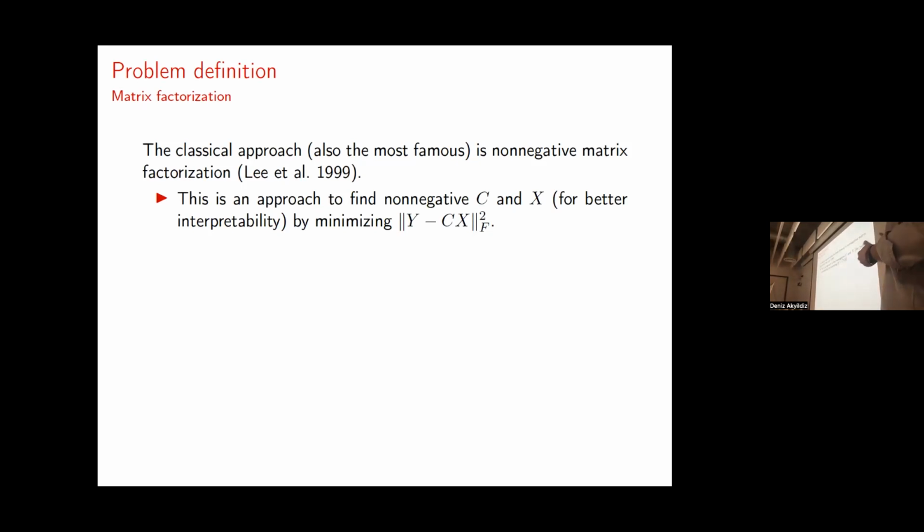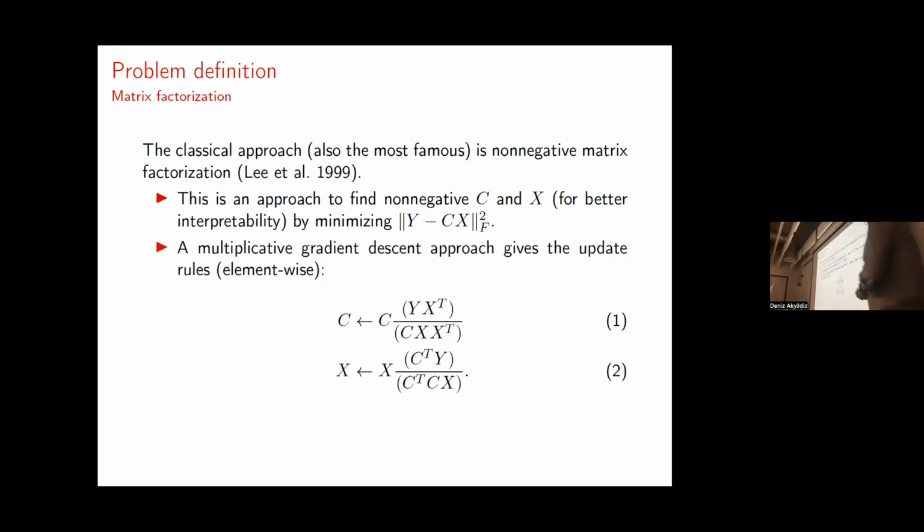But they argued that if you ensure that C and X are both non-negative and your data is non-negative as well, let's say each column of Y is an image, for example, a face data set and stuff like that, they basically derived an algorithm that looked like this. It's based on gradient descent, but they chose a step size in a very special way so that they get multiplicative updates. So these divisions, and I think the multiplications, are element-wise, so dividing two matrices.